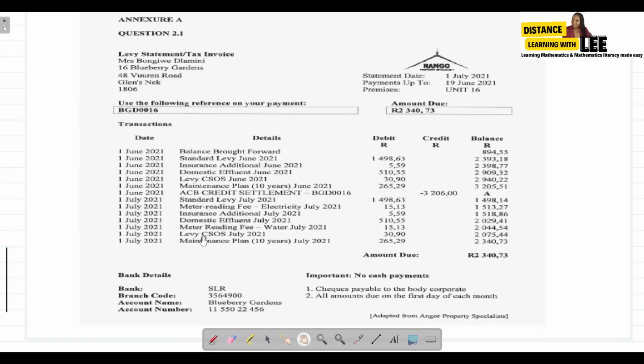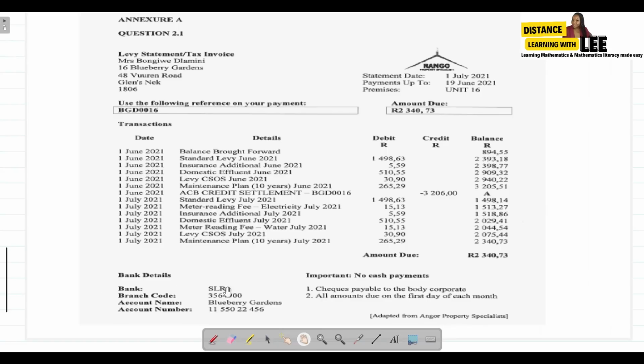Then they added the levy CSOS again of 30.90 for the month of July this time. And then they also added the maintenance plan for the month of July of 265.29, right? And then this was basically the amount that was due for July. So we can see this is basically a tax invoice for both June and July, showing the transactions that happened in each month. Then they give the banking details that Mrs. Bongiwe Dlamini needs to use to make her payments.